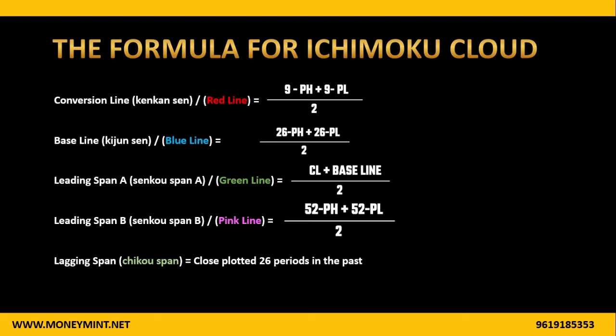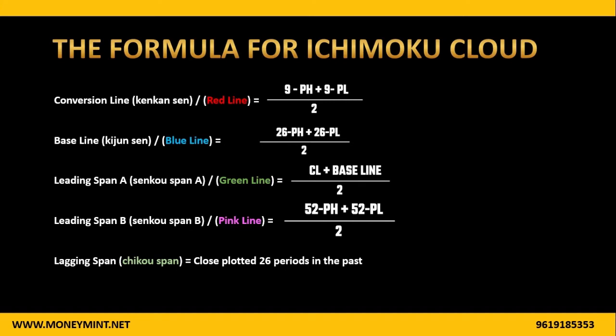Then the formula for Senkou Span A, also called leading span A, is as shown. Then Senkou Span B, leading span B, is as shown. Lagging span, that is Chikou span, is a lagging indicator, and the formula is as shown. You just need to understand that these are the formulae and how they are derived. The software will do it for you.